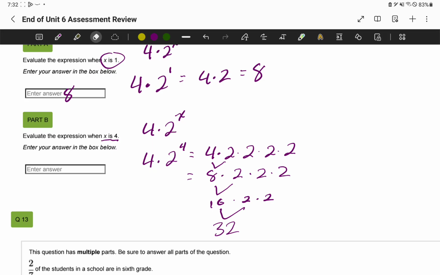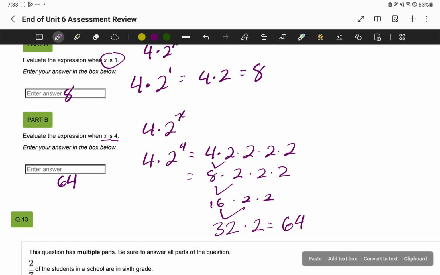I'm going to fix that 16 because I know somebody's going to sit there and go, hey, is that a 10? Even though I just said don't add. All right. And so now we've got 32 times 2. Well, that's 64. And so that's our answer. Okay? We're just plugging in the value and finding the answer. Okay.